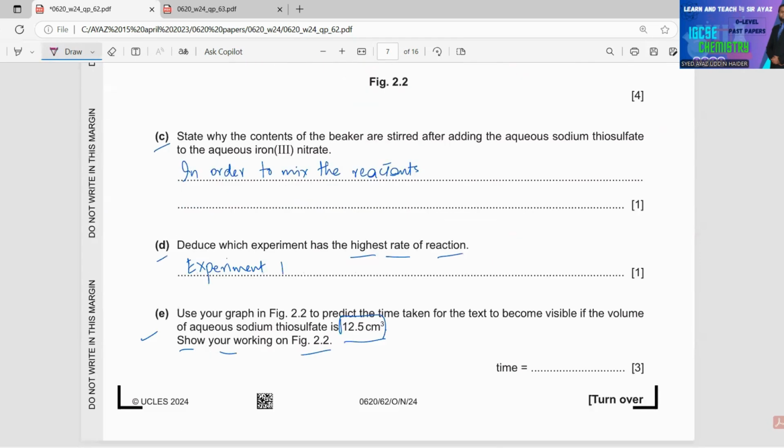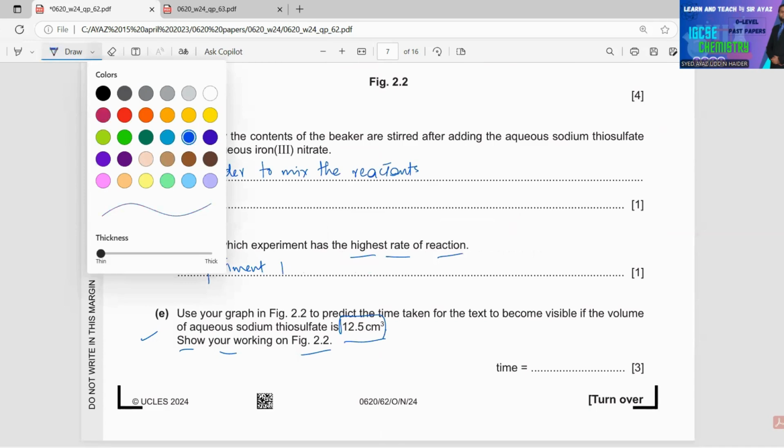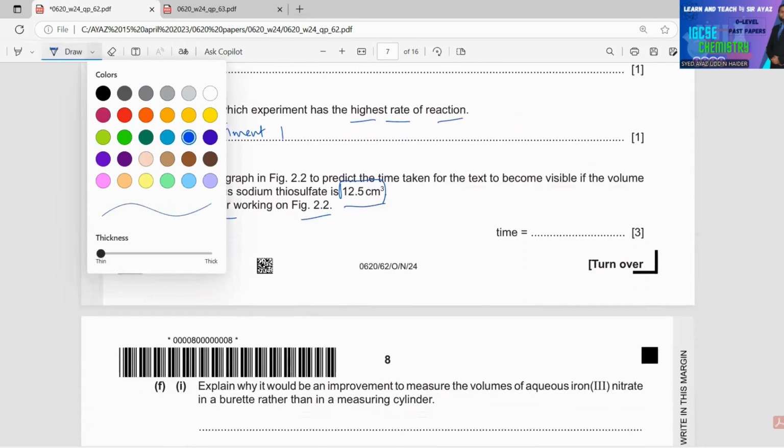So this will be the final graph obtained for this one.